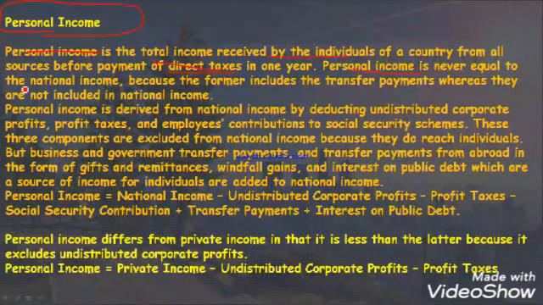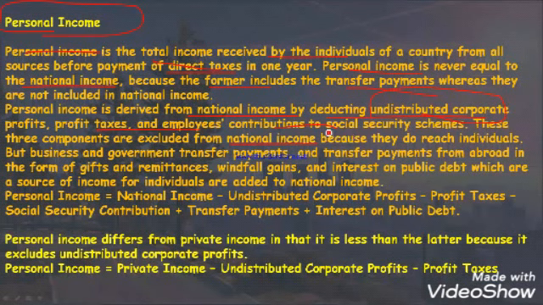Personal income is never equal to national income. Why is it never equal to national income? Because in national income we calculate the income of a country, but national income cannot cover the entire individuals of the country, while personal income can. Because the former does not include transfer payments, whereas personal income does, such as gifts and donations. Personal income is derived from national income by deducting undistributed corporate profit which is retained in the firm, profit taxes, and employees' social security contributions.